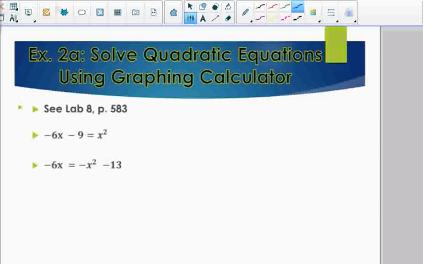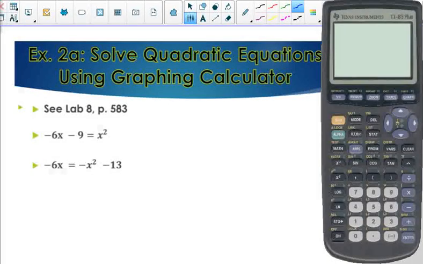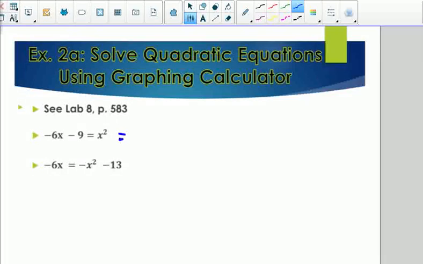So the second one, solve quadratic equations using a graphing calculator. So here, put out my graphing calculator. We are going to solve this one to find the solutions. For the very first one, I have negative 6x minus 9 equals x squared. I want to put that in as a trinomial equal to 0. So this one, I'm going to rewrite this as a negative x squared minus 6x minus 9.